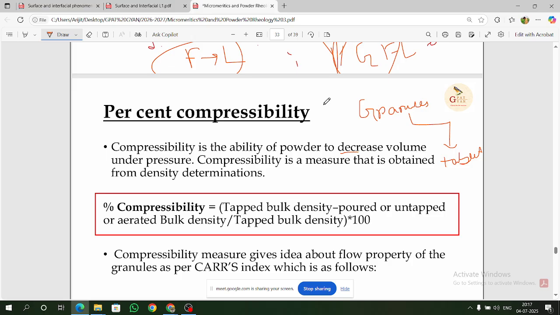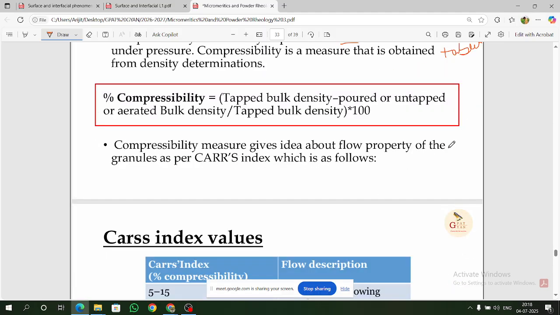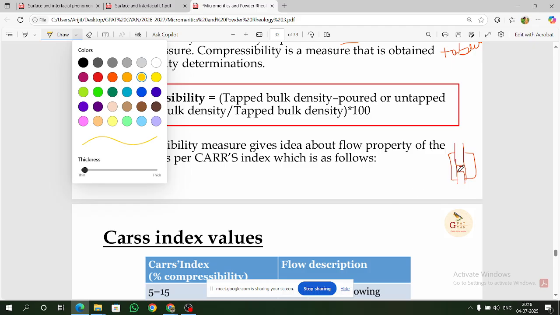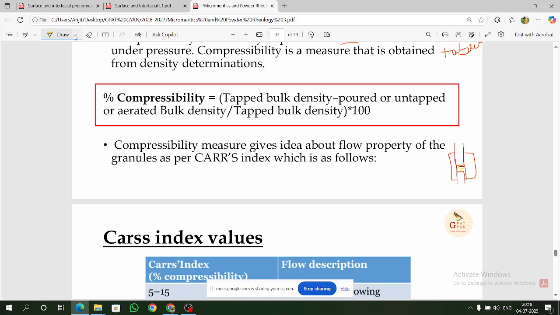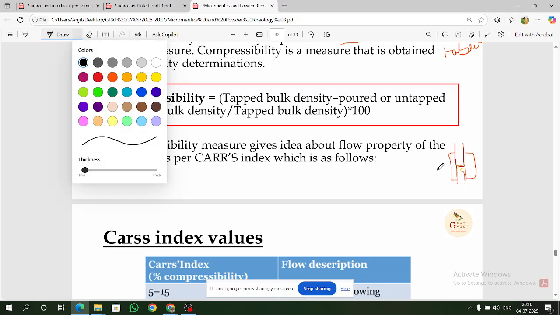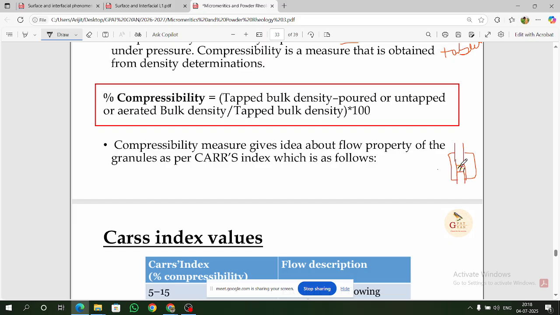So basically, what happens when force is applied from the upper punch, lower punch, even the radial force? Assume, as I've tried to draw a little bit, that this is the upper punch and that is the lower punch. This is the die compartment, the space where the granules will be. Let me just use a different color. Try to understand this place.